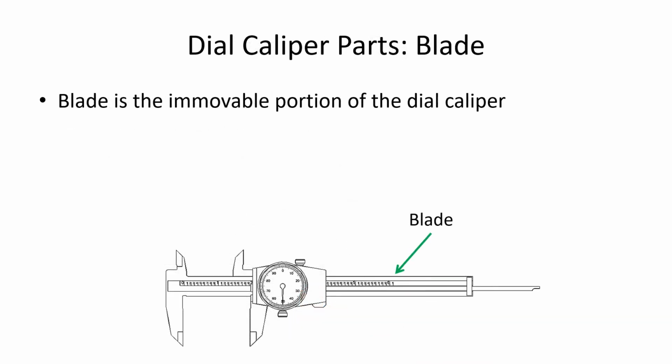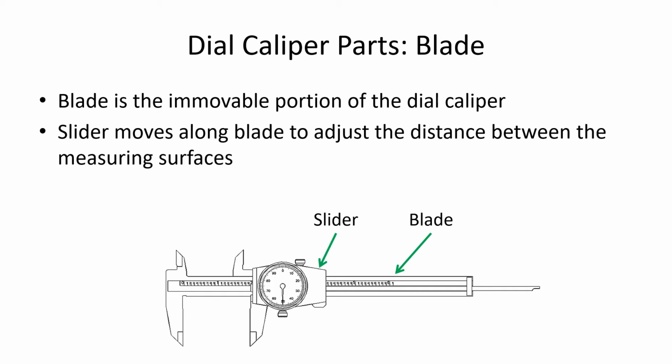All right, before we talk about how to actually read the dial caliper, let's talk about some vocabulary. The blade is the immovable portion of the dial caliper. As I said, this rod structure does move, but the blade doesn't move. And then this part slides back and forth as well. The slider moves along the blade to adjust the distance between the measuring surfaces.